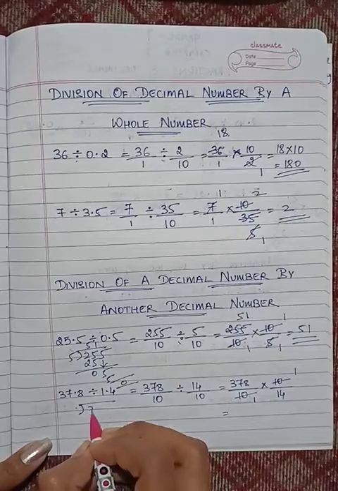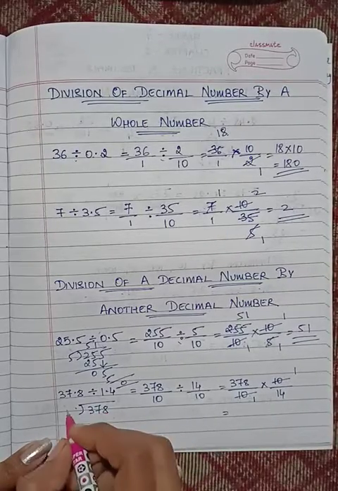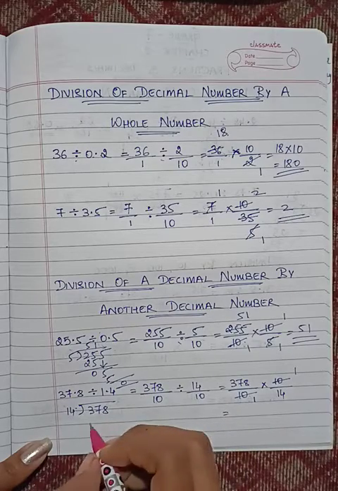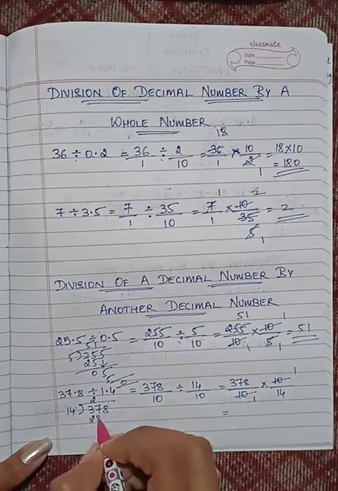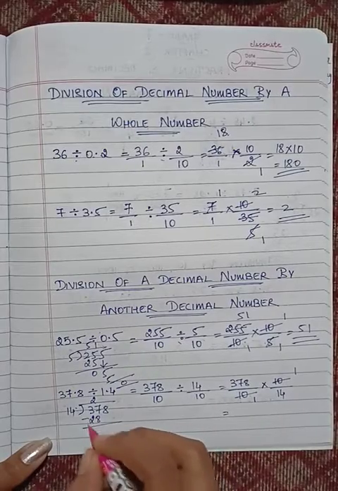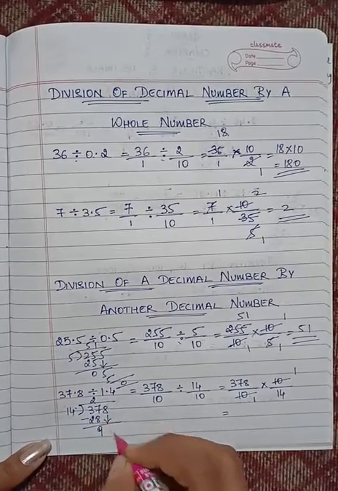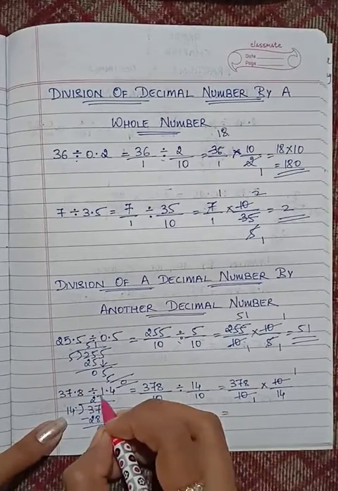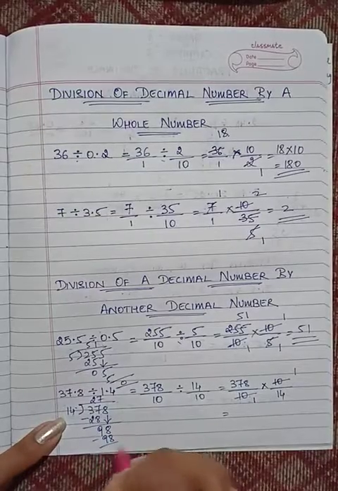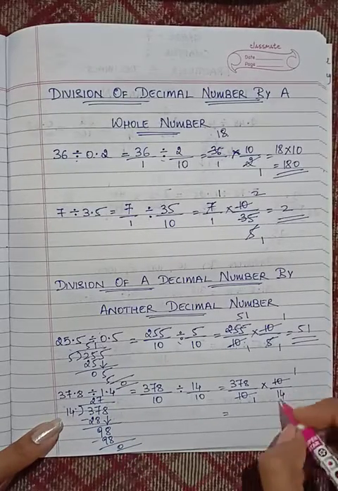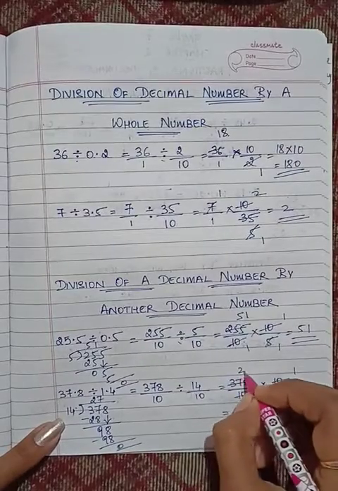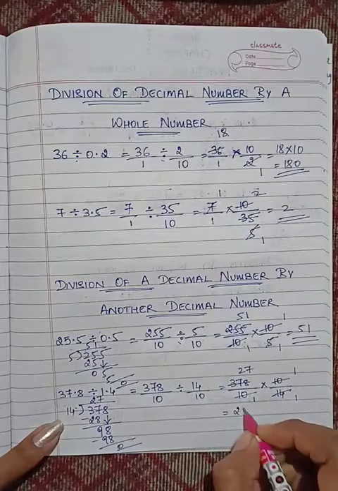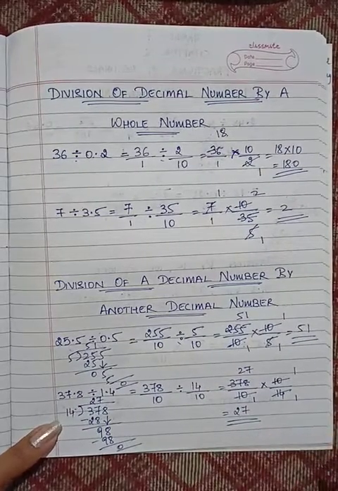Let us start dividing. 378 divided by 14. 14 2s are 28. I get a remainder of 9 and I bring down this 8. So 98. Yes, 14 7s are 98. My remainder is 0. So 14 ones are 14, 14 27s are 378. So 27 is my answer.